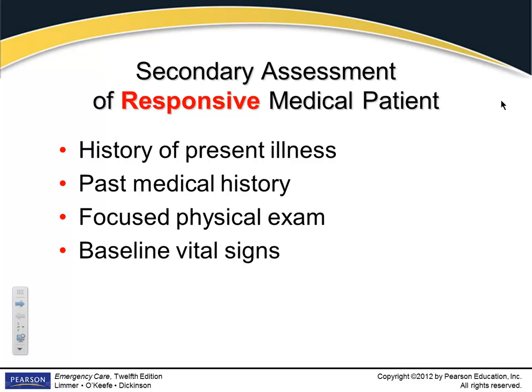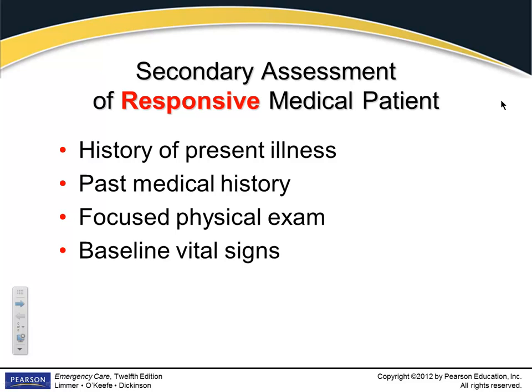With a responsive patient, in our secondary assessment, we're getting history of present illness. So that's basically what's going on with you now, what started it, what led up to it, what does it feel like, where does it hurt, what are you taking for it, has this happened before, how did you treat it when this happened before, how long ago was it, on and on. Past medical history. That's going to be significant past medical history. You're going to do your focused exam.